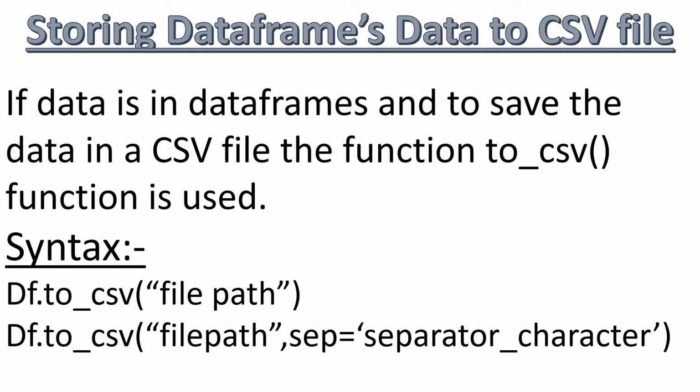So for this purpose, to_csv is used, and here you'll use the data frame because now the data is to be transferred from the data frame to the file. That is, you want to store the given data frame to the CSV file. So it will be dataframe.to_csv with the file path. Two syntaxes can be used. Either you can write to_csv with the file path, or you can use the sep argument to give the separator character that will be used in the file.